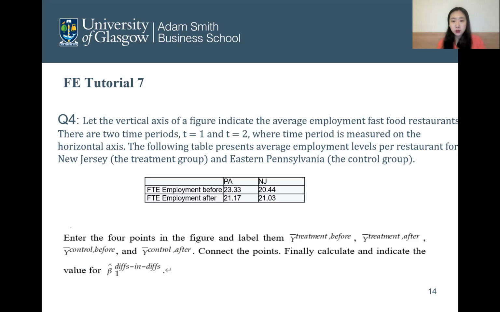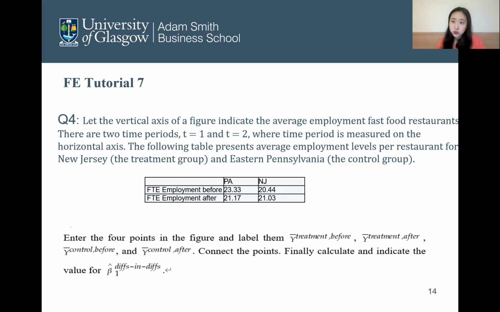The following table presents the average employment levels per restaurant for New Jersey, the treatment group, and Eastern Pennsylvania, the control group. So it's shortened to PA and NJ. Here is New Jersey, and here is PA. You can see the employment before and after, the two time periods, and the numbers here. So enter the 4 points in the figure and label them: treatment before, treatment after, control before, control after. Connect the points, and finally calculate and indicate the value of beta 1.